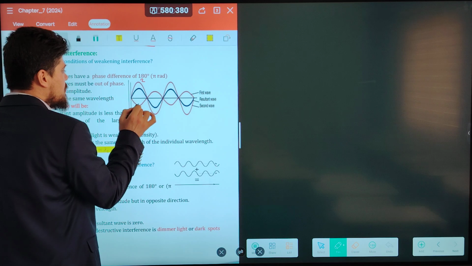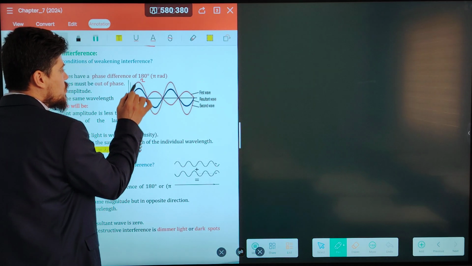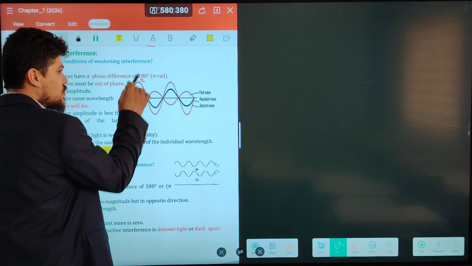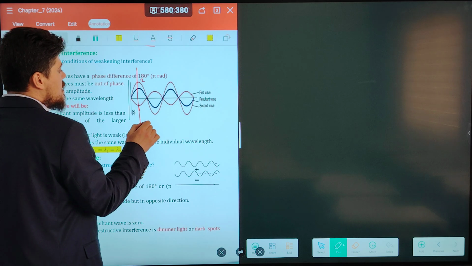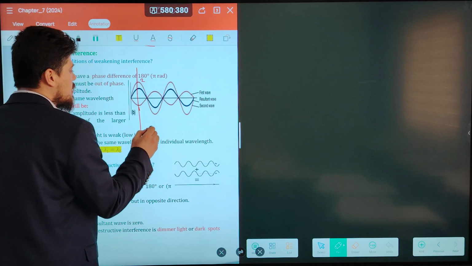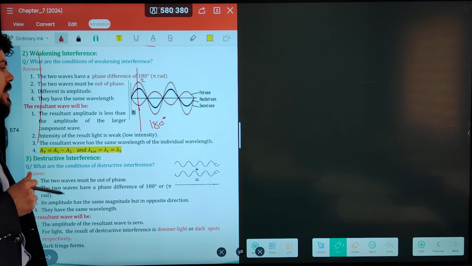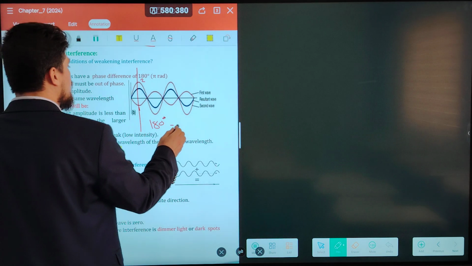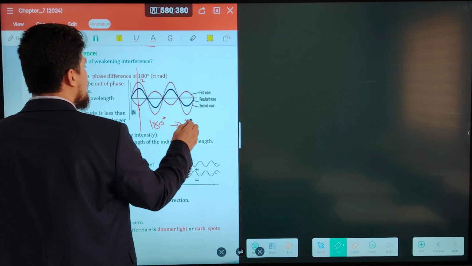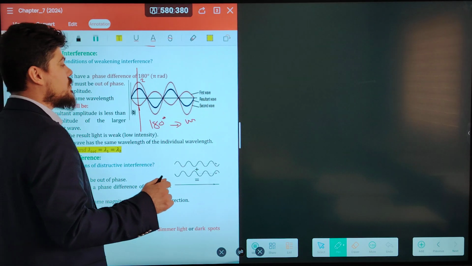This wave is crest, but this one is what? Trough. If you see two waves, one of them crest and the other trough at the same line, the coherence between these two waves is 180. When the two waves have coherence 180, the type of the interference is weakening or destructive interference.